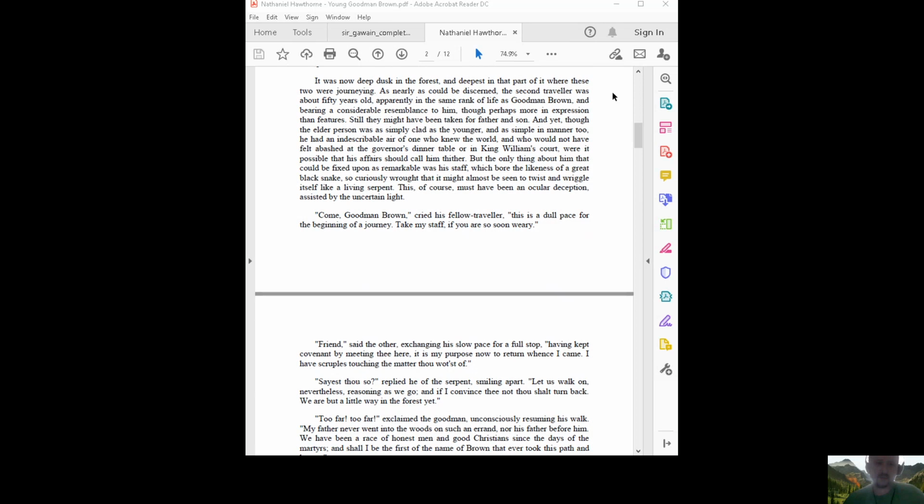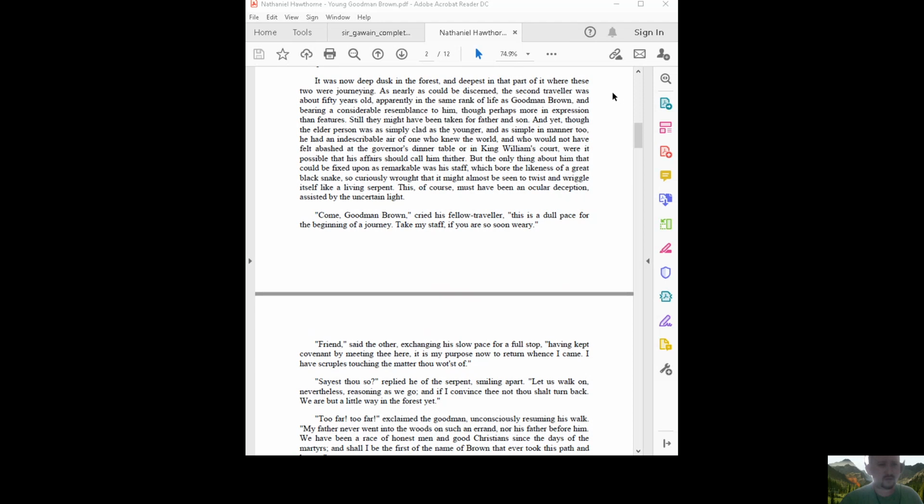Still, they might have been taken for father and son, and yet though the elder person was as simply clad as the younger, and as simple in manner too, he had an indescribable air of one who knew the world, and who would not have felt abashed at the governor's dinner table or at King William's court, were it possible that his affairs should call him thither.